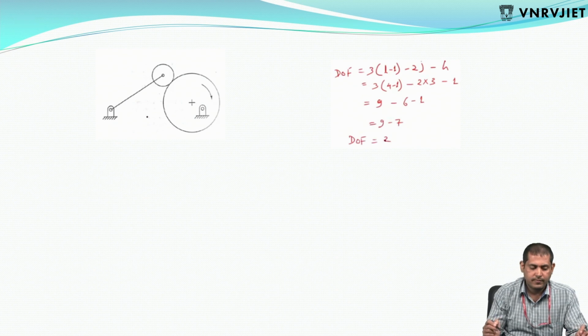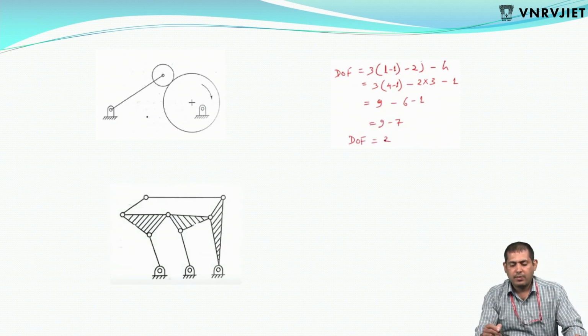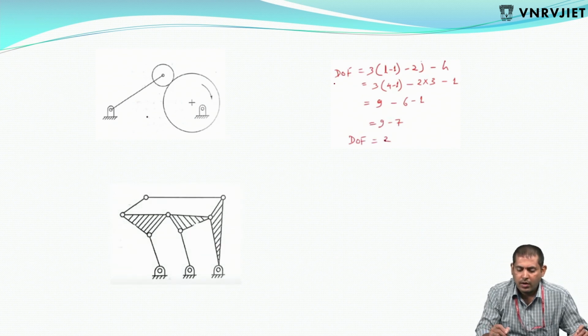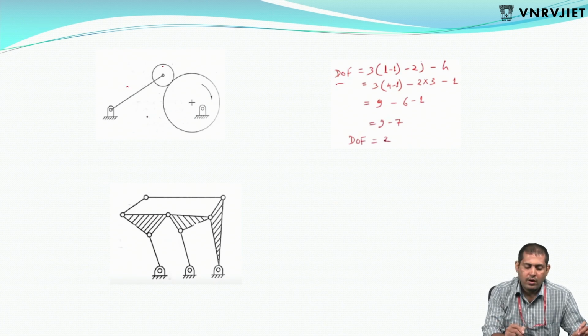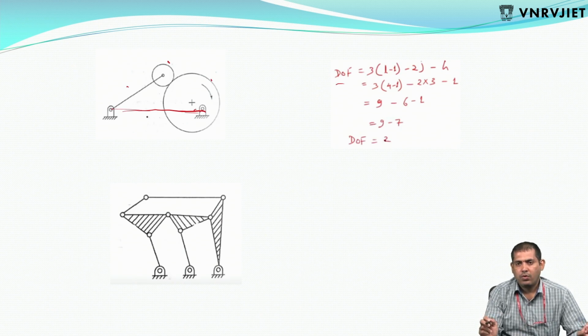Let's see here. Here in the same way you can find the degrees of freedom. L is equal to 4: 1, 2, 3, 4. Okay. H is equal to 1. Then you can find degrees of freedom 2. There is a partial turning. Partial turning gives 2 degrees of freedom.